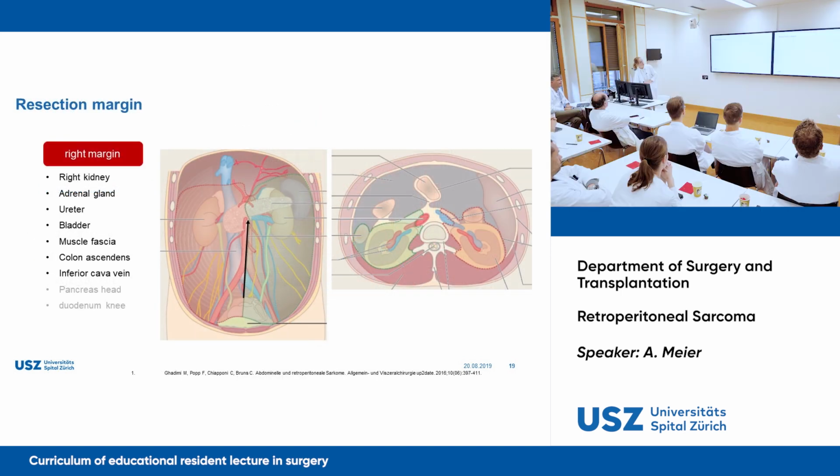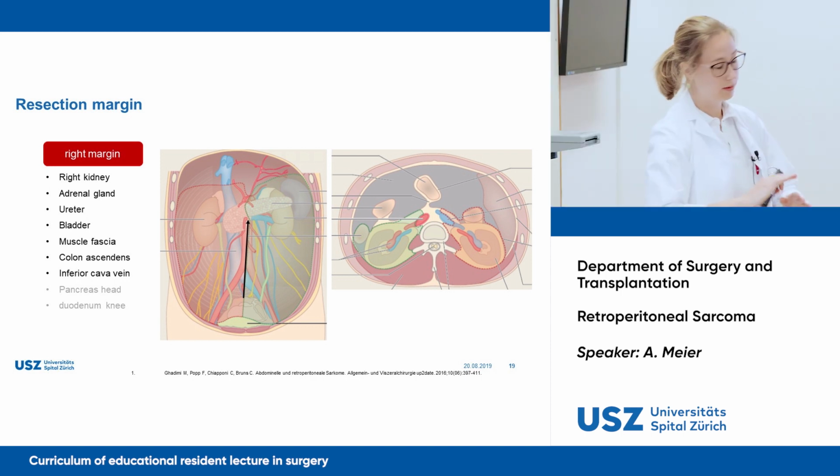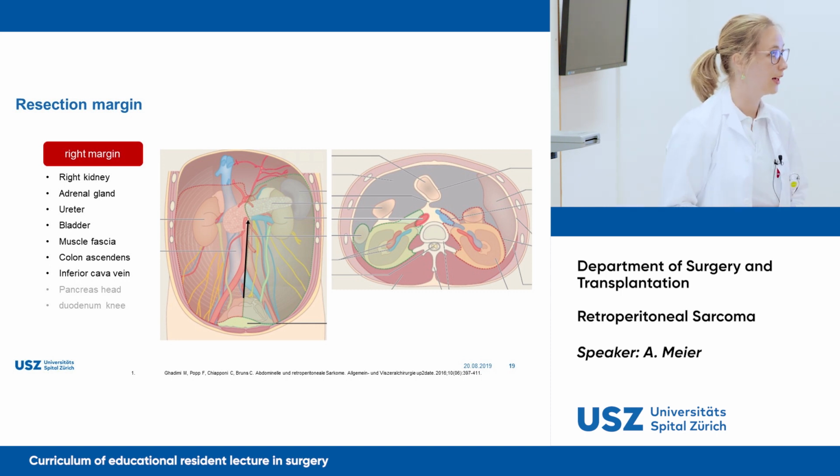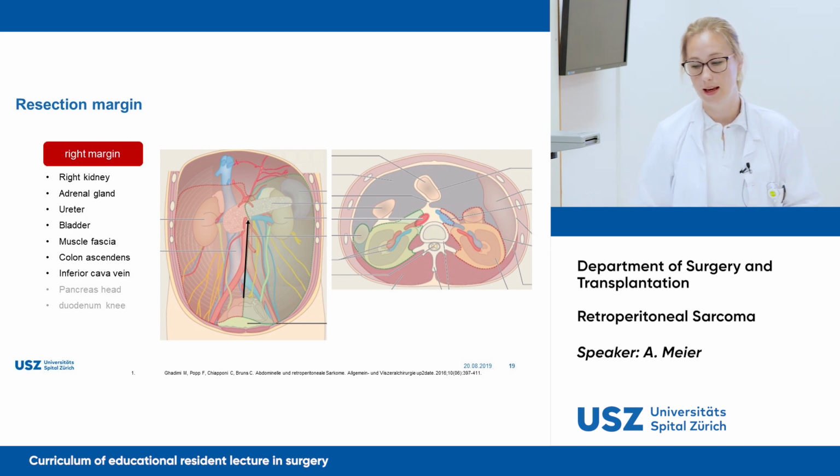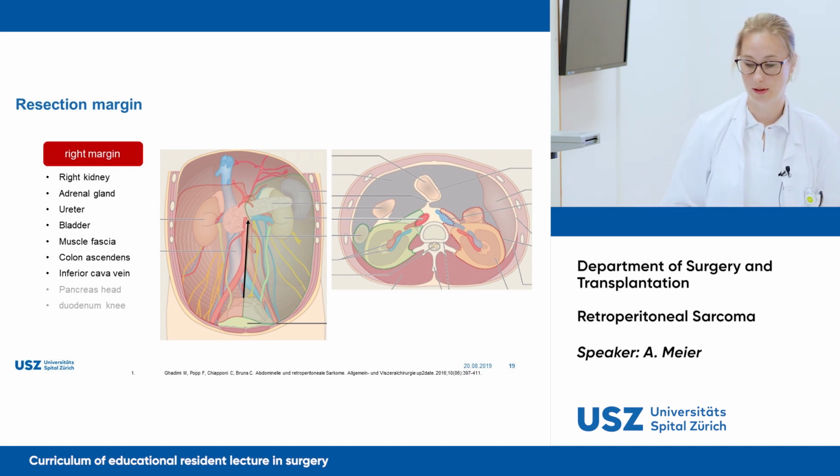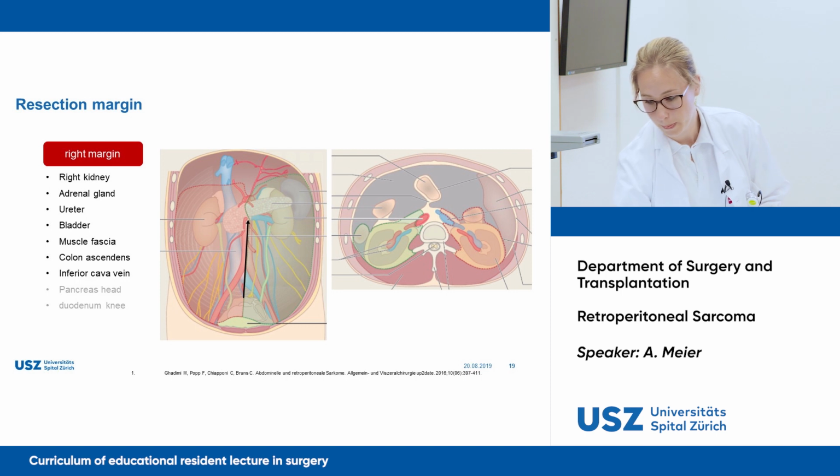I will show you the resection margins. And there are two resection margins, more or less, the right side and the left side. For the right side, there is the right kidney, the adrenal gland, the ureter, the top of the bladder, some muscle fascia, the colon ascendens, the inferior caval vein, and sometimes, rarely, the pancreatic head and the duodenal knee.